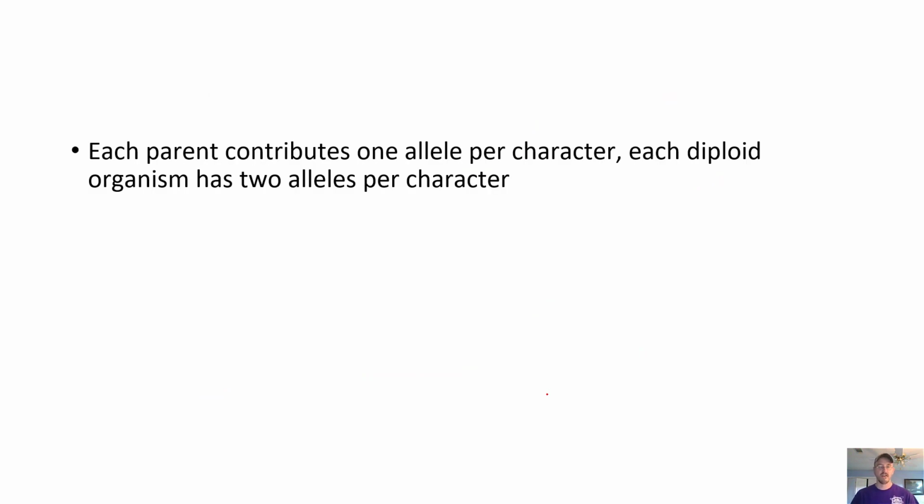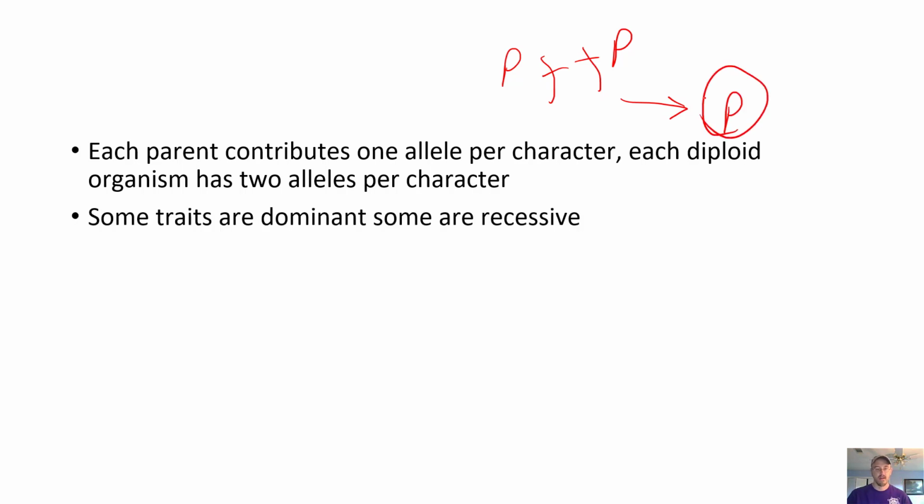So what does he figure out here? Each parent contributes one allele per character. Each diploid organism has two alleles per character. We've said that over and over again, right? Each one has, let's just say, big P and big P. They each contribute one, though, so when they make gametes, only one of those ends up in a sperm or an egg. Some traits are dominant, some are recessive.